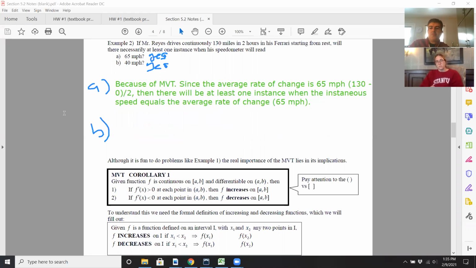Okay, here we go. So I'll read it again. Because of the mean value theorem, that's the reason why. Since the average rate of change is 65 miles per hour, because you're going from 0 to 130 miles in 2 hours, so you simply just divide the change in distance by the change in time. There will be at least one instance when the instantaneous speed equals the average rate of change.